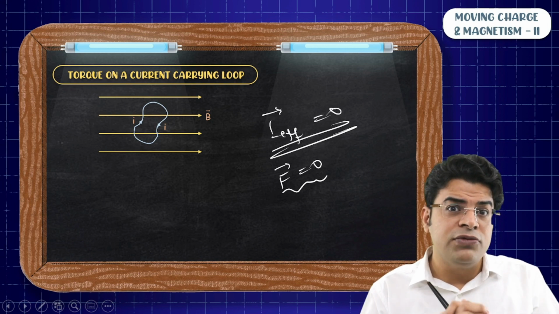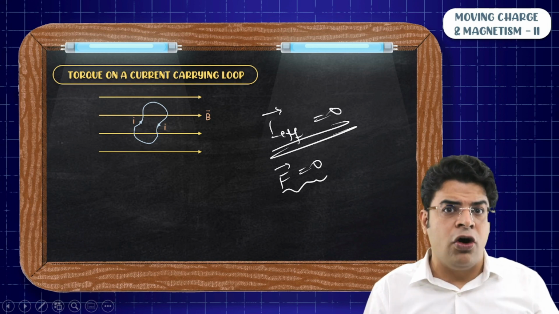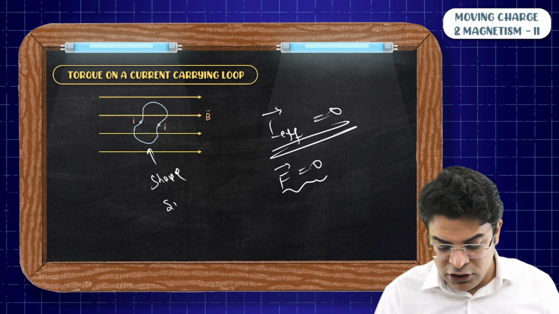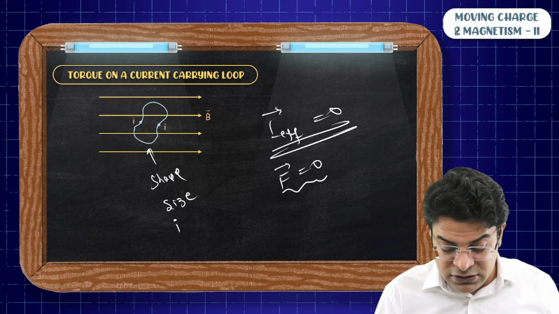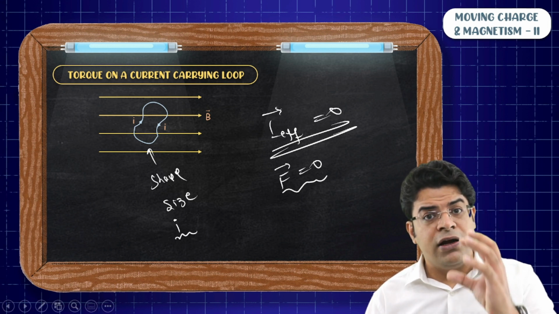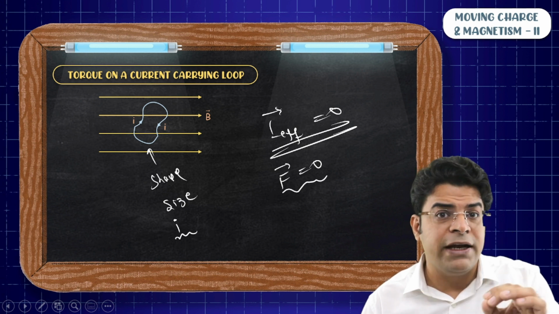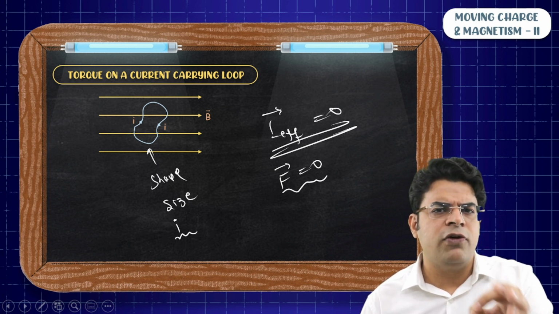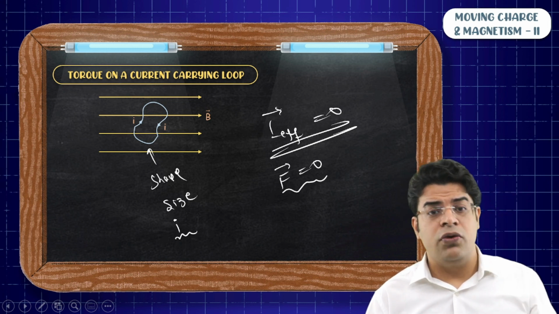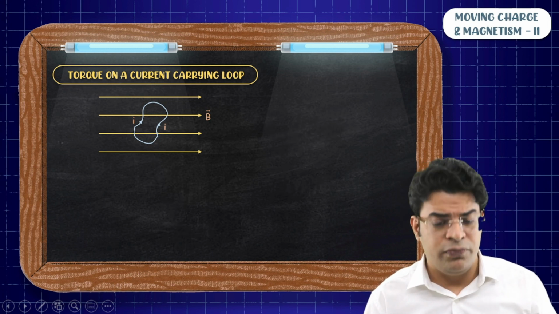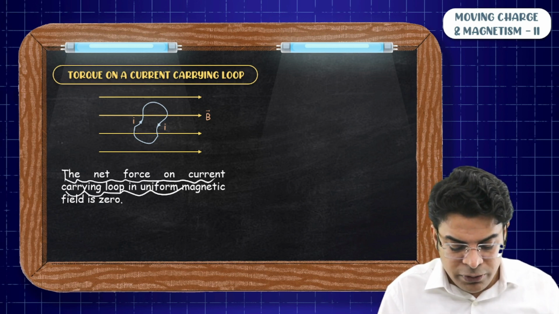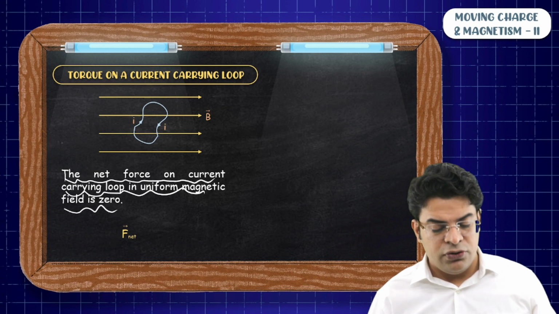The force comes out to be 0 independent of the shape of the loop, the size of the loop, the strength of the current in the loop. So if you have got a current carrying loop placed in a uniform magnetic field, then independent of the shape of the loop, size of the loop, the amount of current in the loop, the magnetic force comes out to be 0 because the effective length is 0. So you will say the net force on a current carrying loop in a uniform magnetic field is 0.